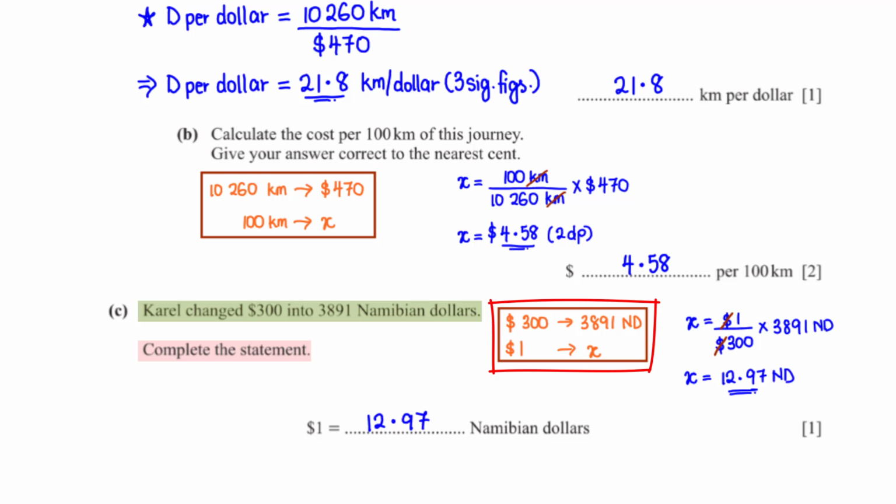From the ratio, we set up an equation for X, which gives us $1 divided by $300 times 3,891 Namibian dollars. When we type this into the calculator, we get 12.97 Namibian dollars.